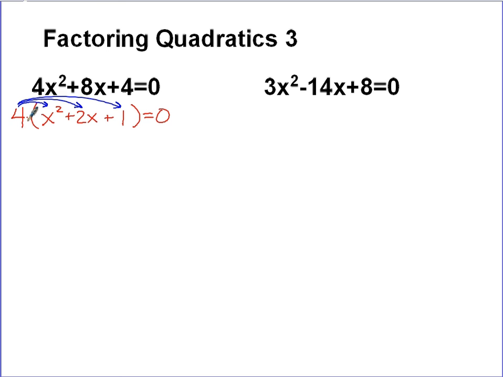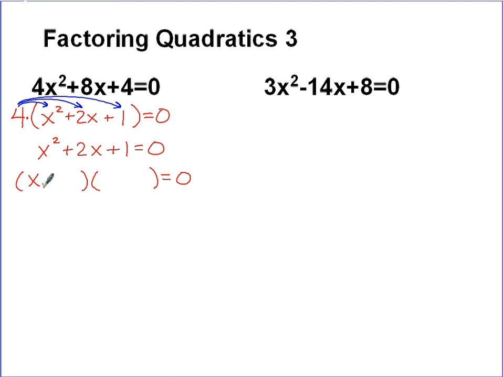If I'm thinking about this, 4 times something equals 0. That's only going to happen if this stuff in the parentheses equals 0, because 4 can never be 0. So I can just now focus on x squared plus 2x plus 1 equaling 0. At this point, now I'm just going to factor this like I would otherwise. I'm going to split it into two binomials.